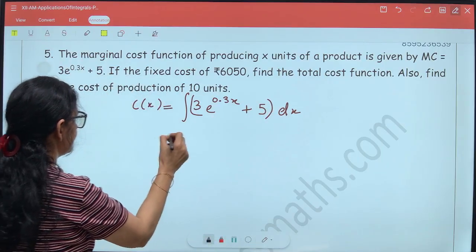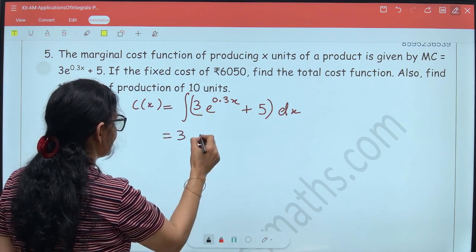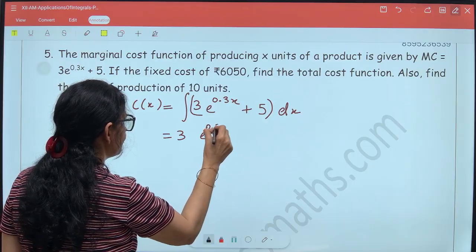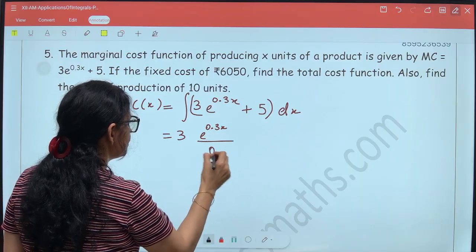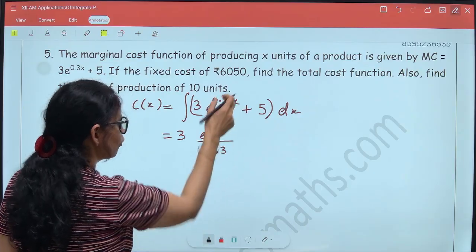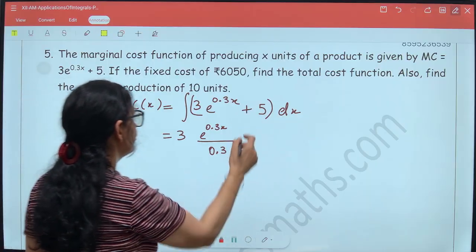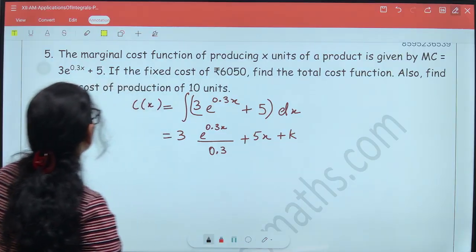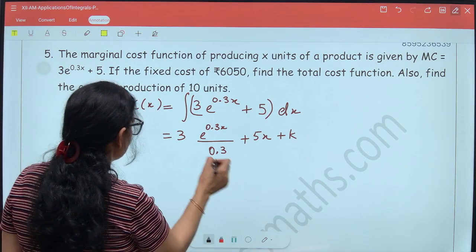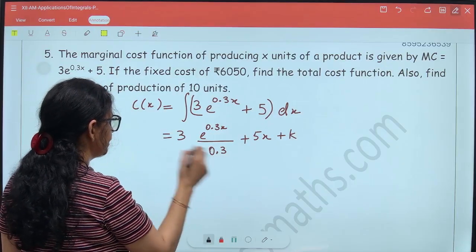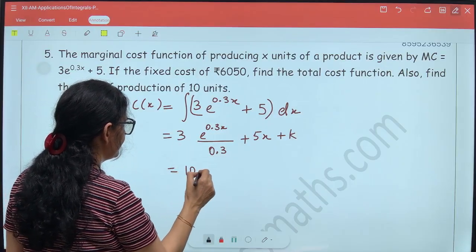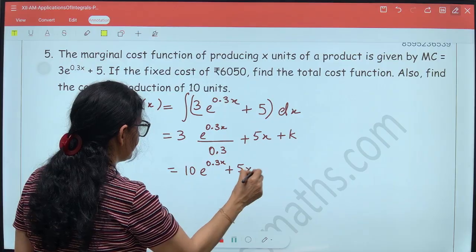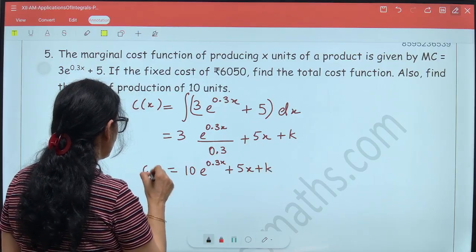So let's integrate. 3 is the constant by the side. Integral of e raised to power x is e raised to power x, but here it is 0.3x, so divided by 0.3, the coefficient of x. Integral of 5 will be 5x plus k, the constant of integration. Now let's simplify this. 0.3 can be written as 3 by 10, so 3 gets cancelled and we have 10 e raised to power 0.3x plus 5x plus k. So this becomes the cost function.